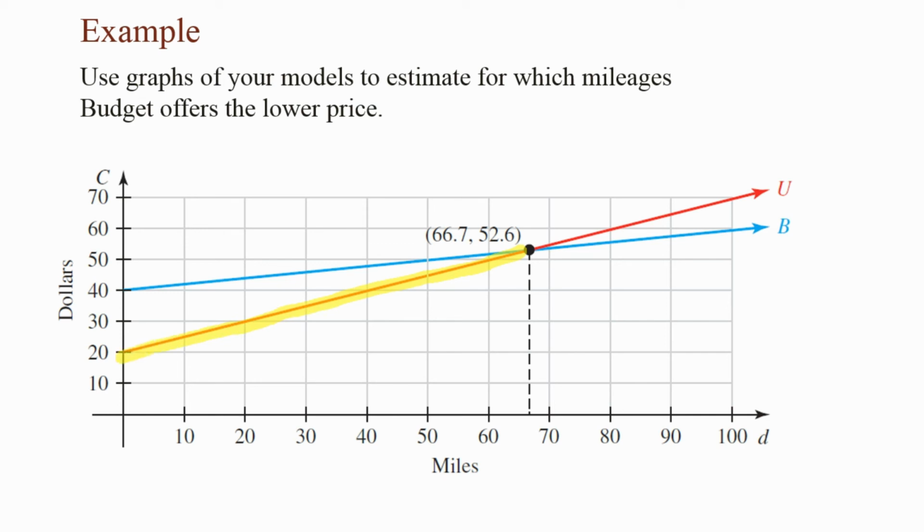To the left of that dot, our red line is lower than our blue line. That means that the cost of U-Haul is going to be less than the cost of Budget. After that dot, the blue line is lower than the red line. So at that point, Budget is going to be less than U-Haul. So for any mileage greater than 66.7, Budget will have the lower price. So D is greater than 66.7.